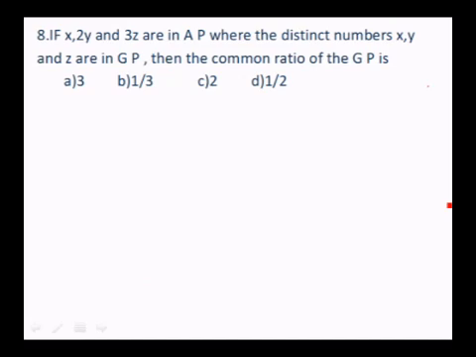Let us go to the 8th question. If x, 2y, 3z are in AP, where the distinct numbers x, y and z are in GP, then the common ratio of the GP is: a) 3, b) 1/3, c) 2, d) 1/2.